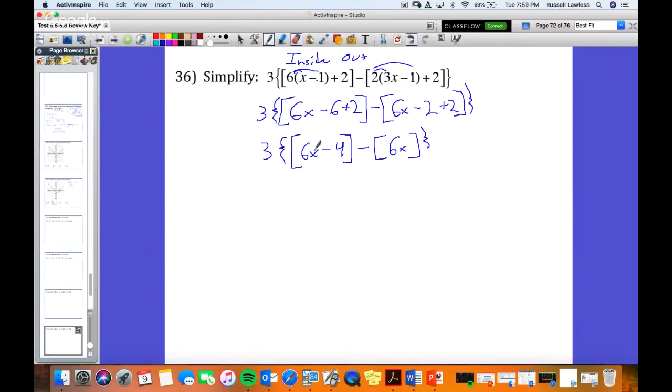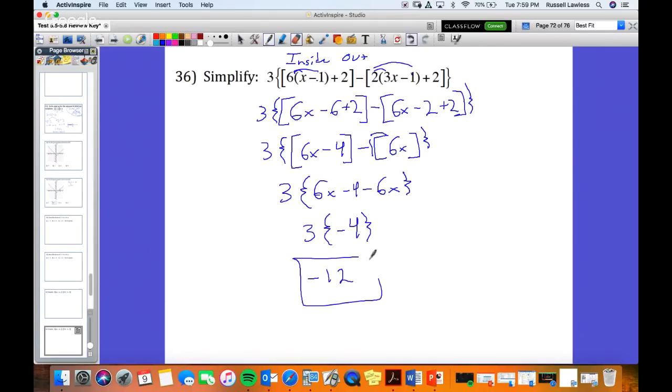Now what we're going to do is simplify the inside here. So this will be 3 times 6x minus 4, and this is essentially distributing that negative 1, so that'll be a negative 6x. When we simplify this, 6x minus 6x will just be 0. So then this will be 3 times negative 4. Again, this bracket is essentially a parentheses, and so in that case, 3 times negative 4 will give us a negative 12.